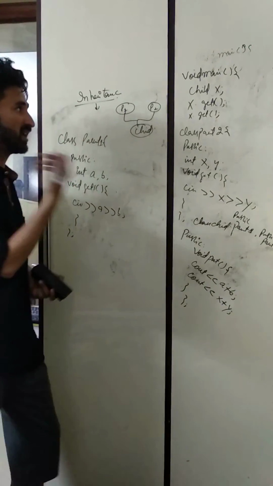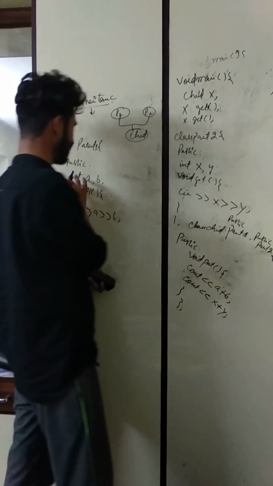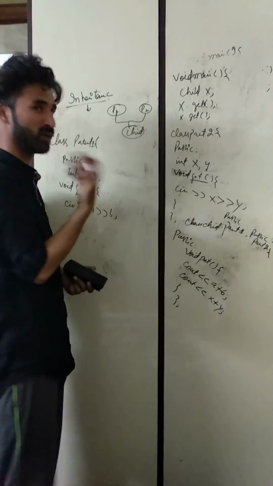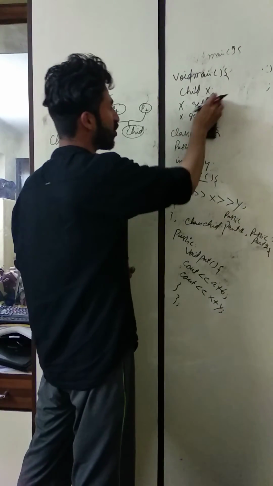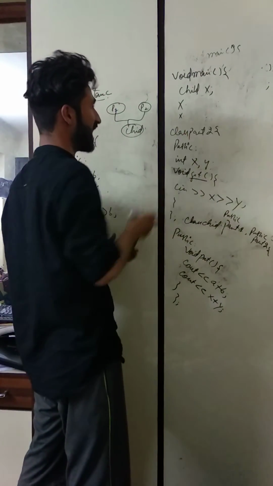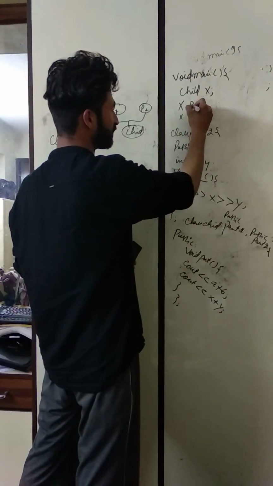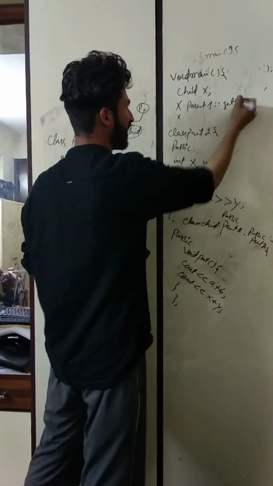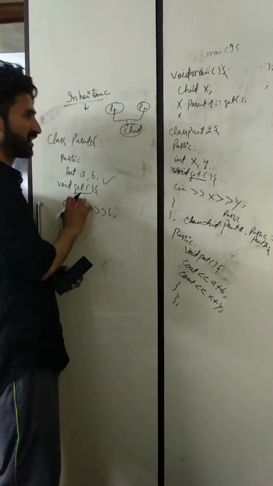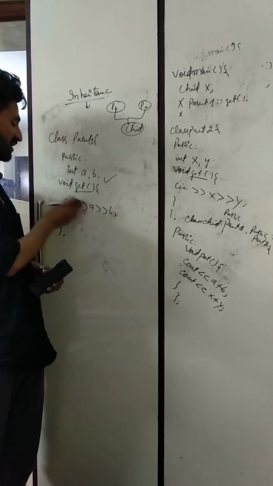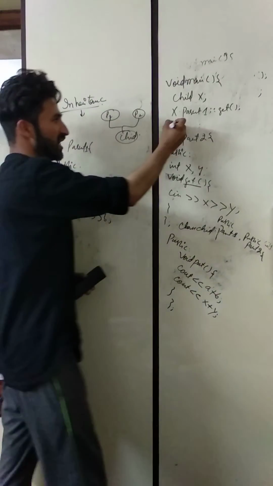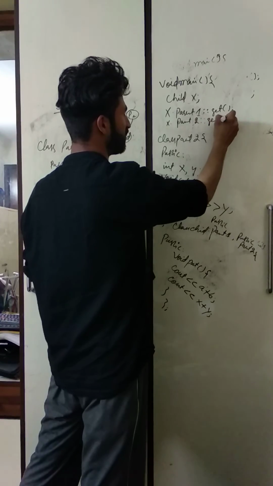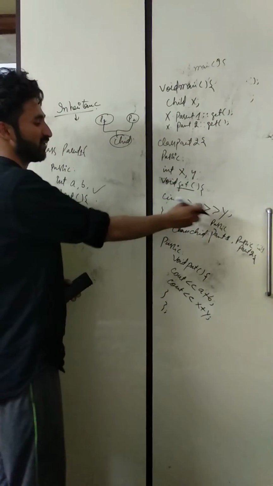Or else, in such a case, if the functions have the same name, in order to remove this ambiguity, we use the scope resolution operator. So I am writing x dot parent 1 scope resolution get. So it will directly move to this get and get the value from parent 1. Similarly, I am writing x dot parent 2 scope resolution get. So it will directly move to parent 2 and get the values of x and y.